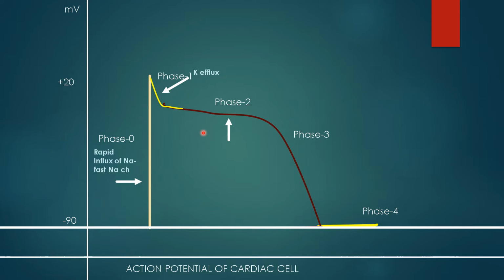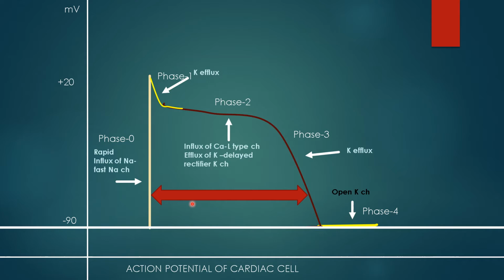But then at phase 2 we are seeing a notch and a plateau. And why is that? That is because the L type calcium channel opens and calcium is coming inside the cell, but potassium is going out through the delayed rectifier potassium channel, and so a plateau is maintained. After the calcium channel closes, the potassium is still going out, and because of that the repolarization resumes. And at -90, there is phase 4, where there is passive movement of potassium, and the resting membrane potential is achieved.